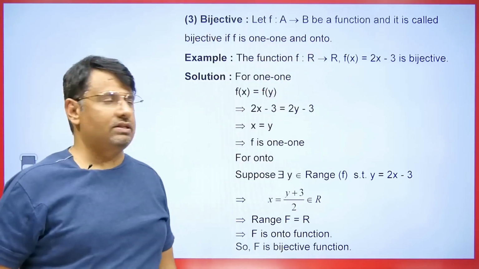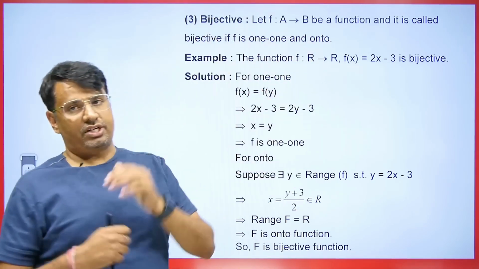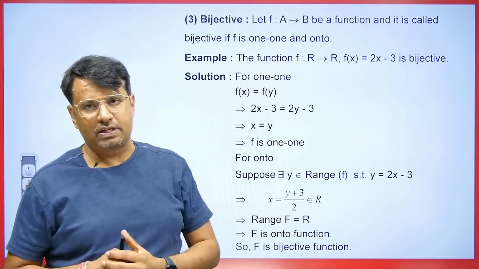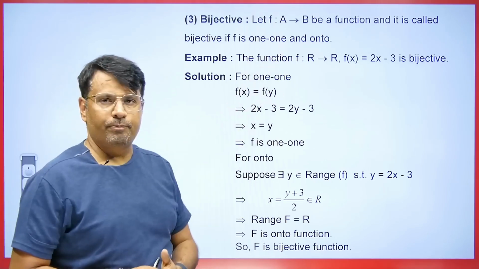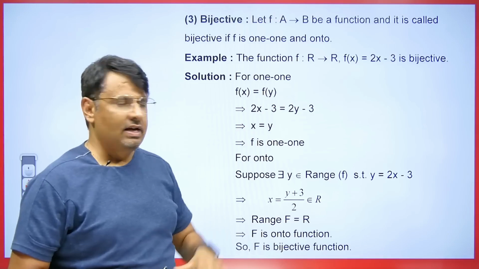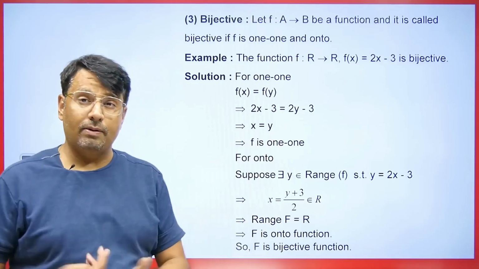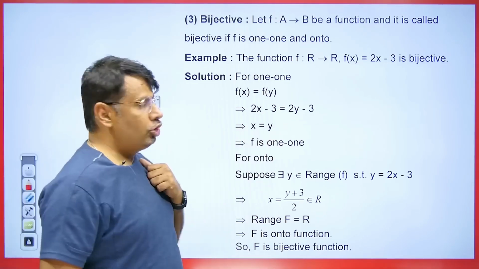For example, f(x) = 2x - 3 is a bijective function. Check whether it is 1-1 or not. Say f(x) = f(y), so 2x - 3 = 2y - 3. The 3 is cancelled, so we will get x = y. It's 1-1. Now let's check if it's an onto function.